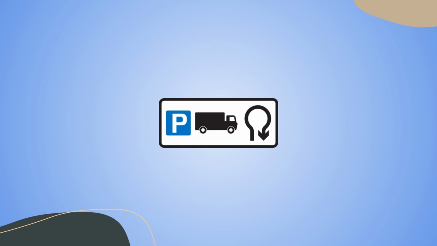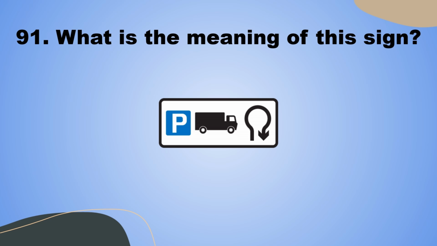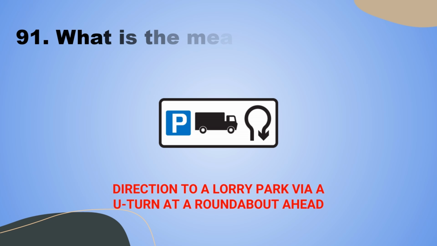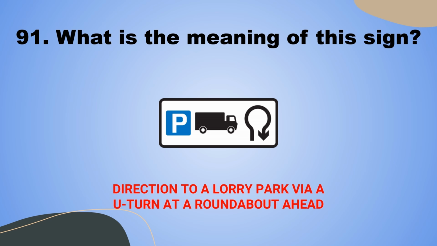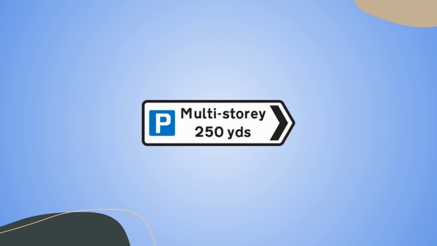Next sign. What is the meaning of this sign? Direction to a lorry park via a U-turn at a roundabout ahead. So this sign is also quite straightforward. You have P, which is a symbol for parking, and then a lorry or a truck, and when you do a U-turn at the roundabout ahead. So basically arrow down.